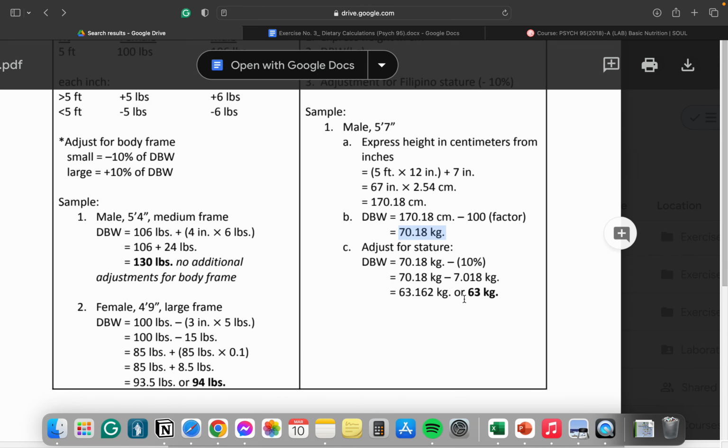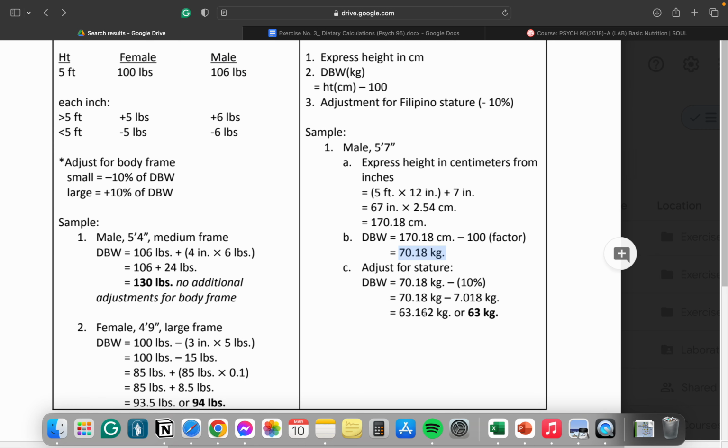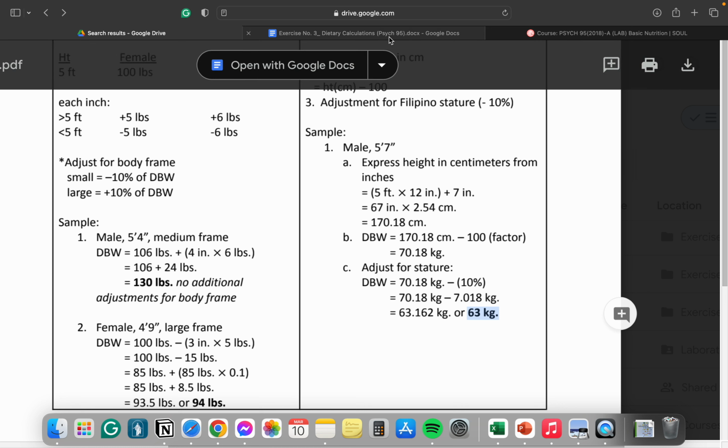We actually have a rule for rounding. So for kilograms, we round it off to the nearest 0.5. So in this case, 63.162 is closer to 63. So the final answer is 63 kilograms.